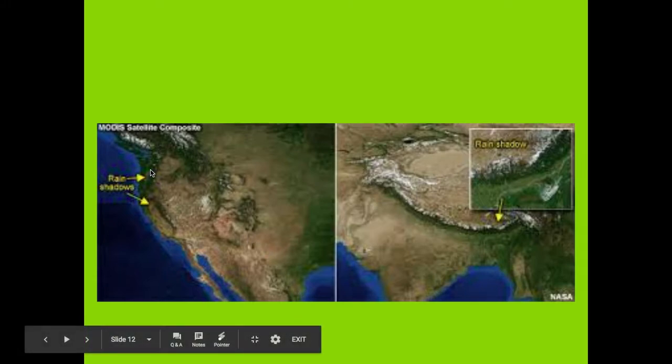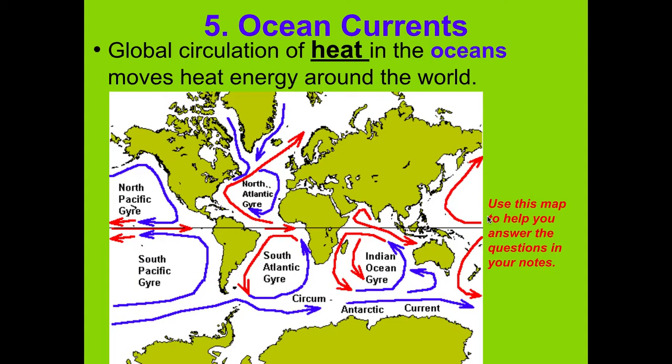And we have a couple of examples of rain shadows here off the coast of California, and particularly northern California and up through central. You have lots of precipitation, and then over here east of the Rockies, as you go eastward, this land gets very dry. Same here with the Himalayas. Okay. Our fifth one, ocean currents. This should sound very familiar because we did this not long ago.